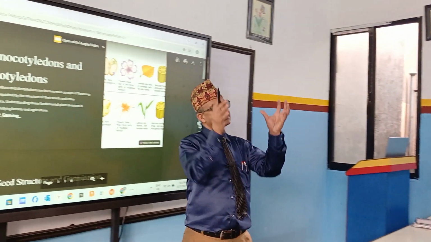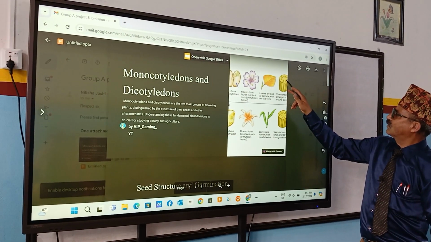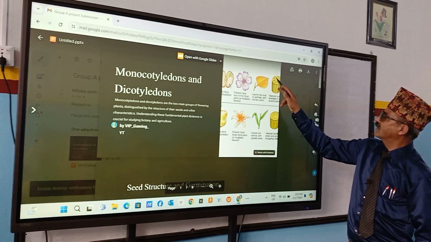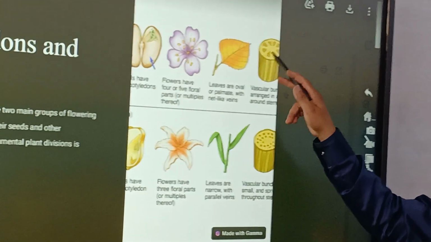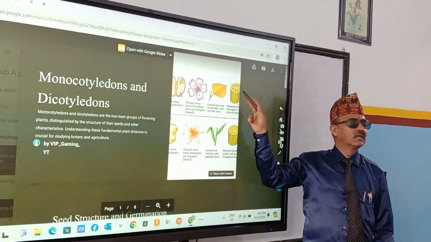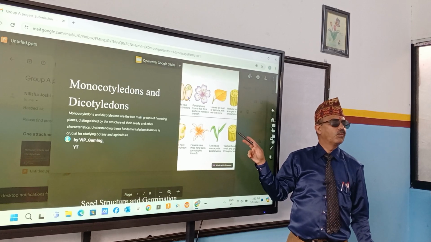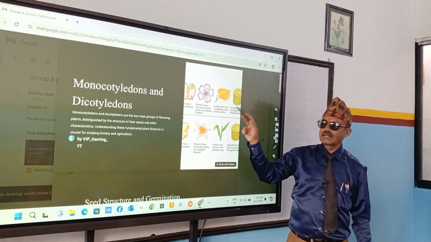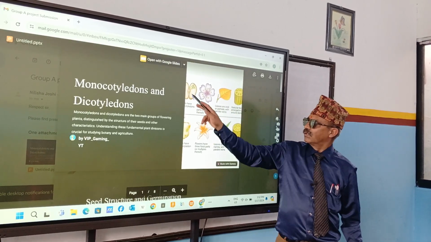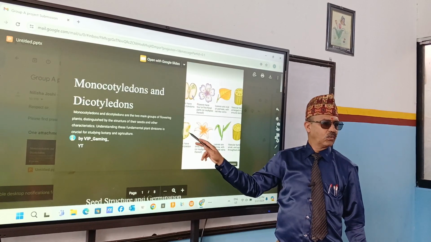Remember, their whole seed is only one. We cannot divide it. And look here. Here one can see 1, 2, 3, 4, 5, 6, 7. These are called vascular bundles. These vascular bundles are arranged in a ring in dicot, but they are scattered in monocot. Mainly 3 differences we can give. And here we can see in dicot there are 2 cotyledons. In monocot there is 1 cotyledon.